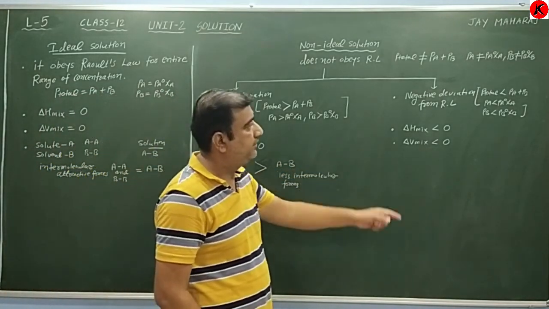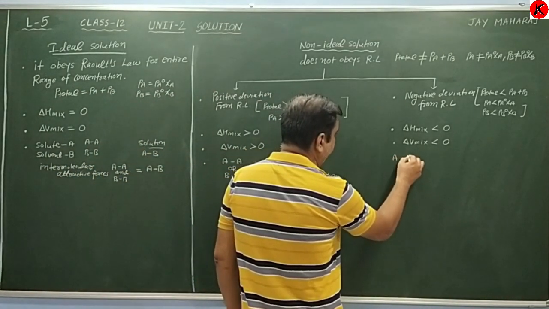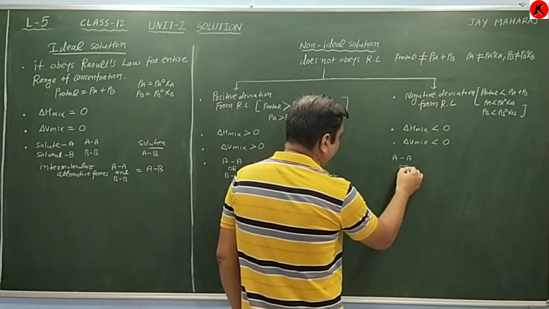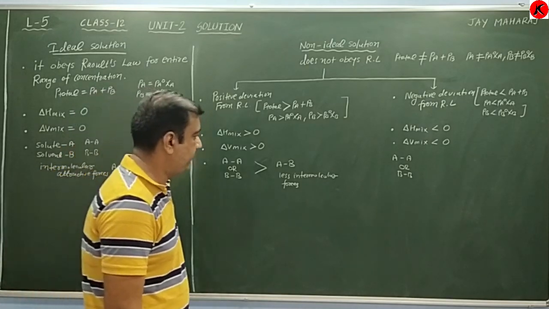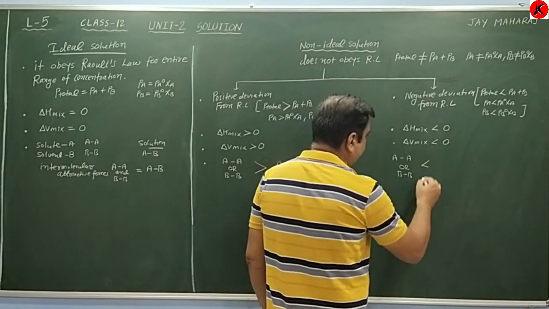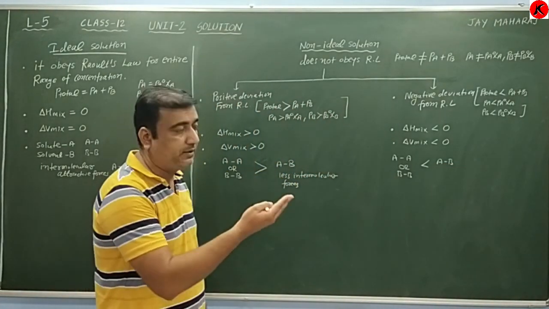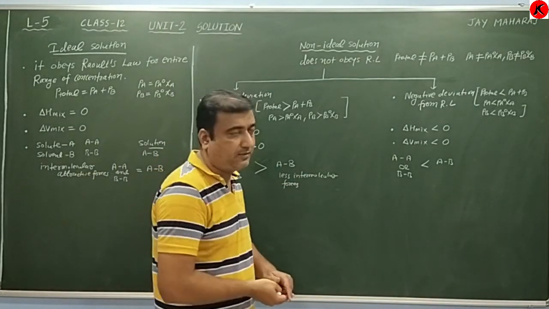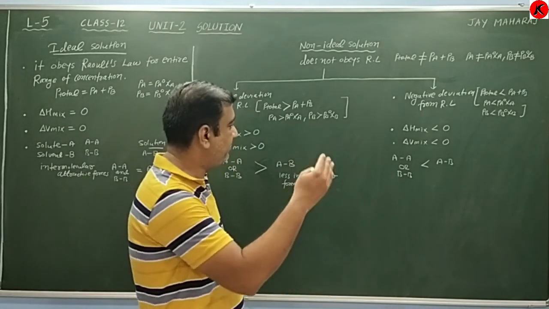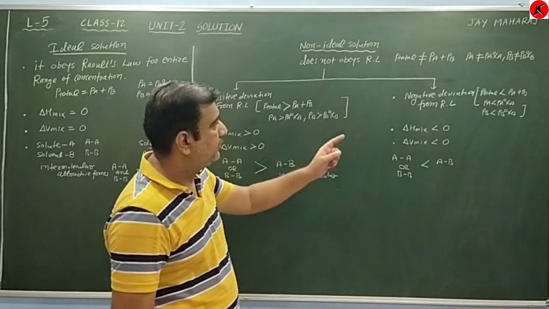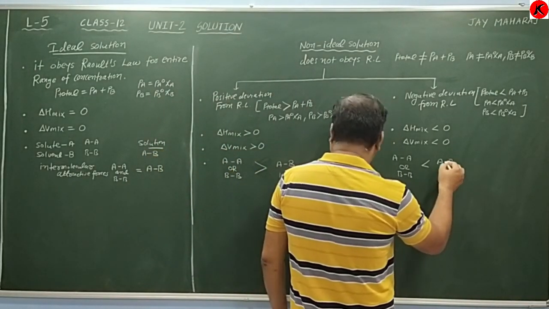So obviously, in a negative deviation from Raoult's law, this AA or BB intermolecular attractive force is less, and the new intermolecular attractive force will be more. It will be strong. Intermolecular force strong means fewer molecules will be vaporized and the total pressure decreases. That means here AB has more intermolecular attractive force.